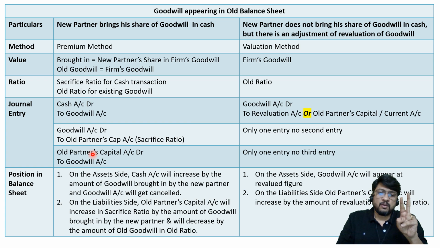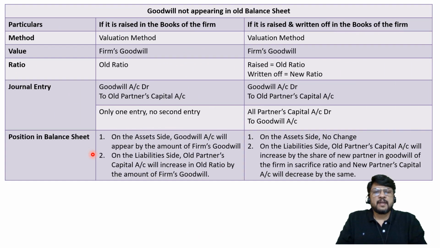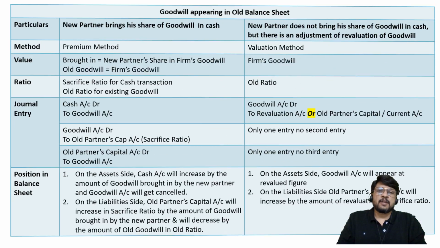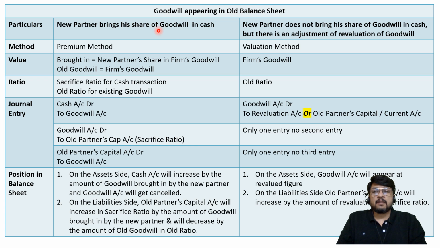So goodwill written off can be dealt with in two ways. If goodwill is not appearing in the balance sheet, it is raised and written off. In such a case, for raising, old ratio, and for writing off, new ratio. If goodwill is already appearing in the balance sheet and the new partner brings his share of goodwill in cash, then there is no need to raise the goodwill. Then you are just going to write off the goodwill. So it will be old partners' capital account debit to goodwill account. I hope you have understood the case. It is old goodwill to be written off.